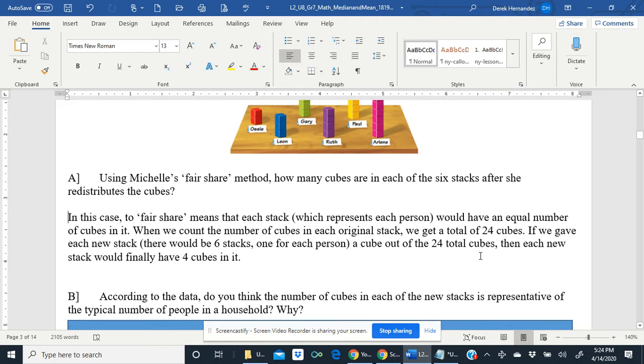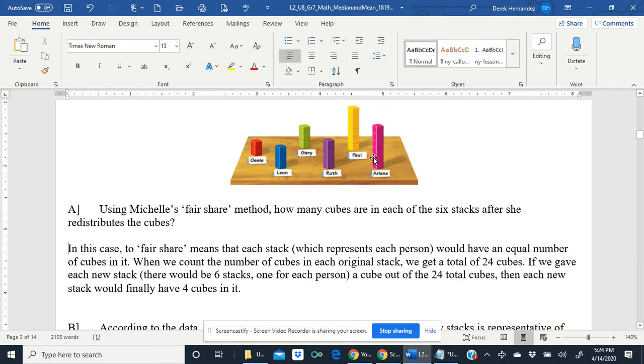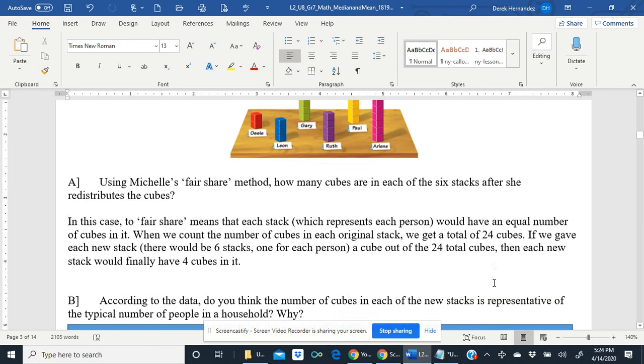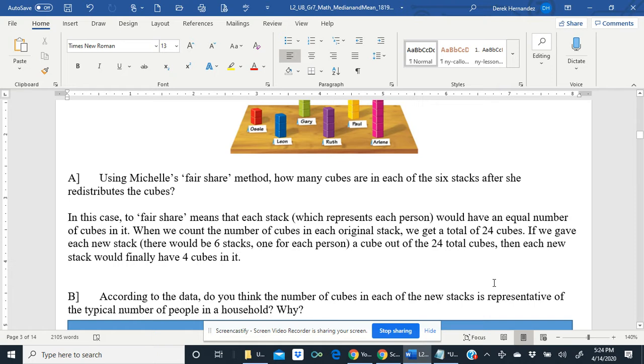In this case, to fair share means that each stack, which represents each person, would have an equal number of cubes in it. When we count the number of cubes in each original stack, we get a total of 24 cubes. So if we counted 6, 6, 4, 3, 3, and 2, you get 24. If we gave each new stack, there would be 6 stacks, one for each person, a cube out of the 24 total cubes, then each new stack would finally have 4 cubes in it.